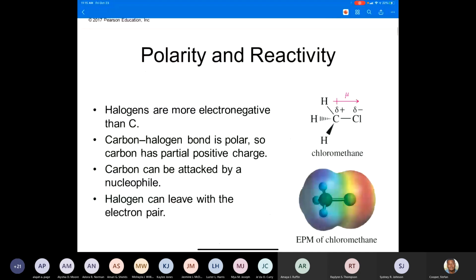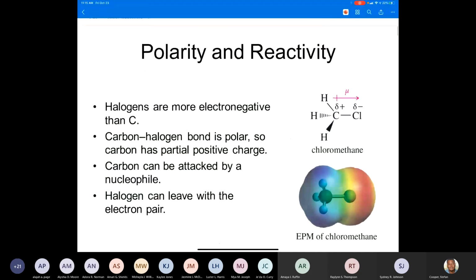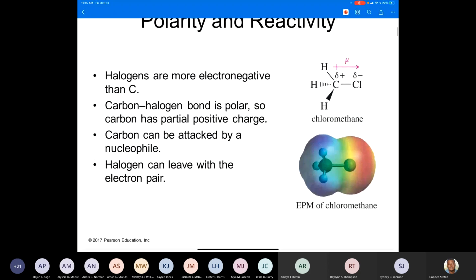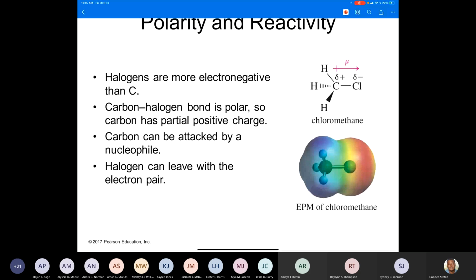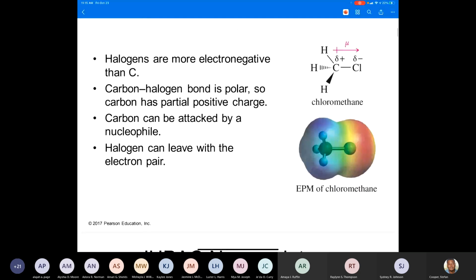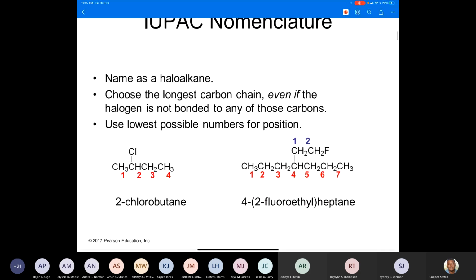Okay, good. So we know that there's a polar bond. We know the reactivity is going to be where the carbon gains electrons, and typically we break the bond with the chlorine, which would gain those electrons as well. So we'll talk a little bit about that.